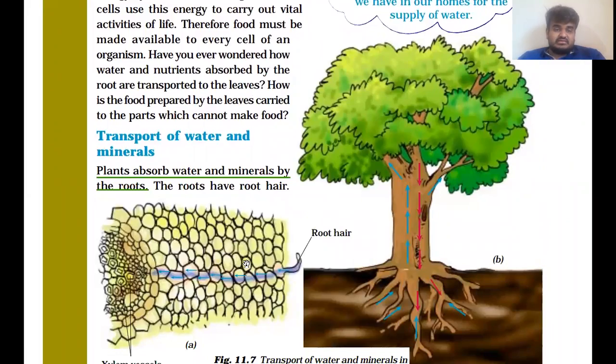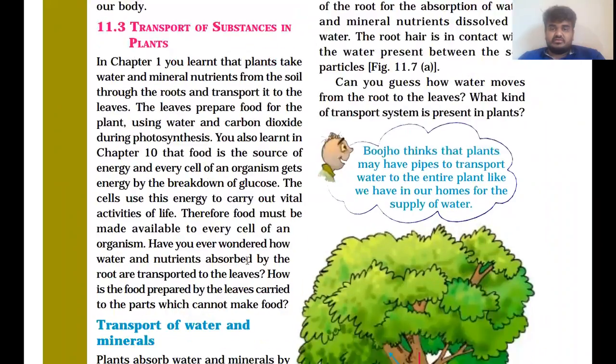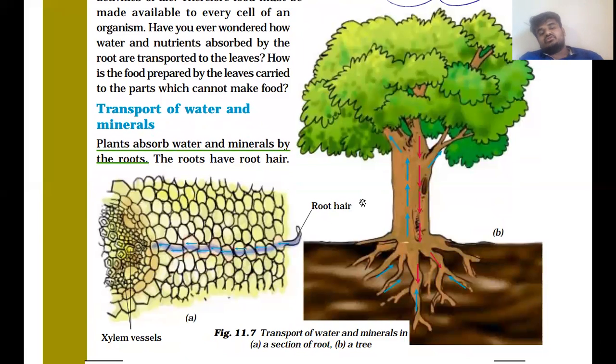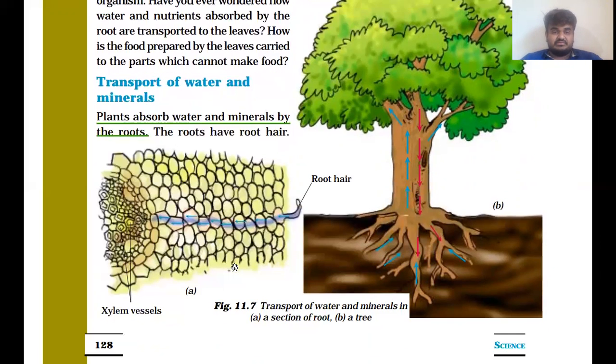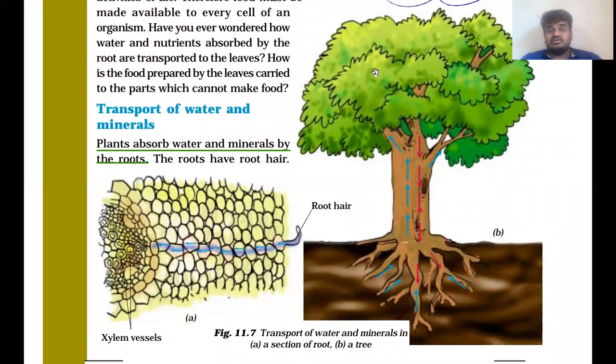Simply pay attention to this figure of the tree. Plants absorb water and minerals by the roots. In figure 11.7a, you are given some roots, and with the help of these root hairs, the plant absorbs the water and minerals. It will go through the xylem vessels and be sent to the different leaves, because these leaves make food for the plants. So what about the other parts which don't make any food for the plants?